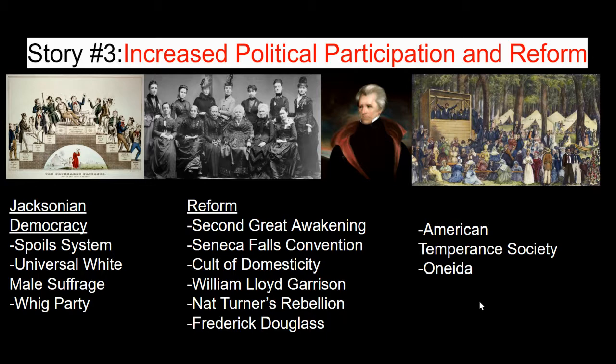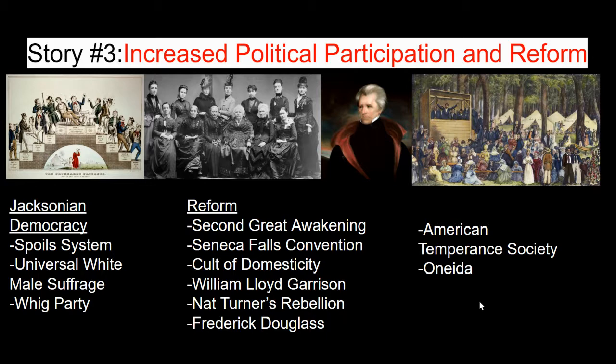So because of Jackson, you get what I like to call the party of Jackson haters, or the Whigs. The Whigs are made up of a coalition of people who don't always necessarily agree with each other. Calhoun, Webster, Clay. Clay's the main figure that you want to think about when you think about the Whig Party. But the one thing they have in common is they dislike Jackson.